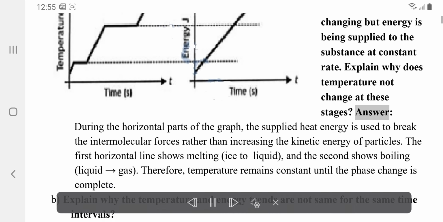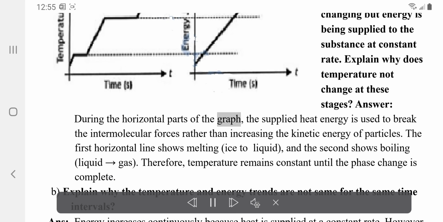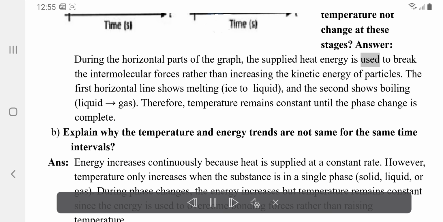Answer. During the horizontal parts of the graph, the supplied heat energy is used to break the intermolecular forces rather than increasing the kinetic energy of particles. The first horizontal line shows melting, ice to liquid, and the second shows boiling, liquid to gas. Therefore, temperature remains constant until the phase change is complete.